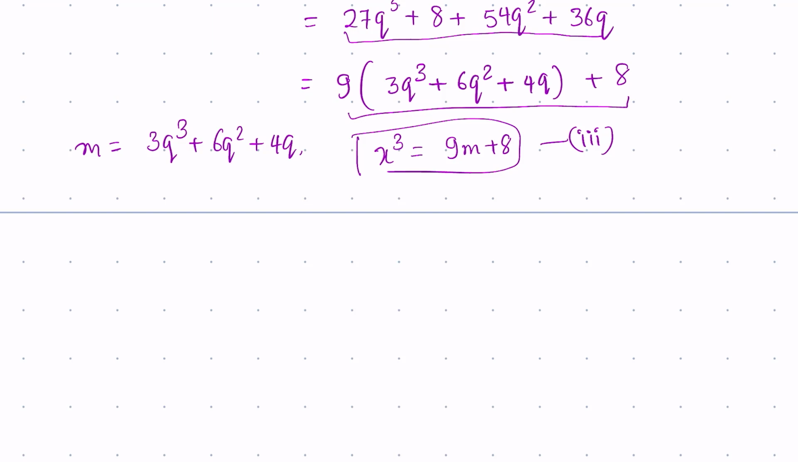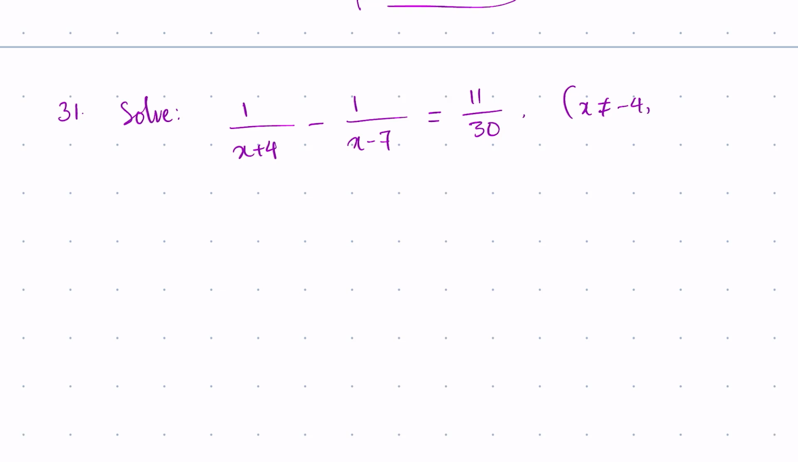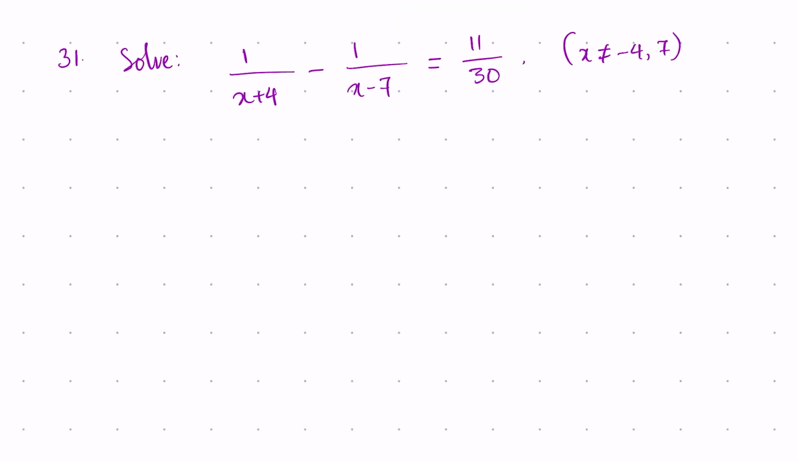Question number 30 is solved. Let's move on to question number 31 now. So question number 31 says solve, 1 by x plus 4 minus 1 by x minus 7, which is equal to 11 by 30. Obviously x cannot be equal to minus 4 or 7, because in that case you'll get 1 divided by 0, which is undefined. Okay, so we simplify the left hand side.